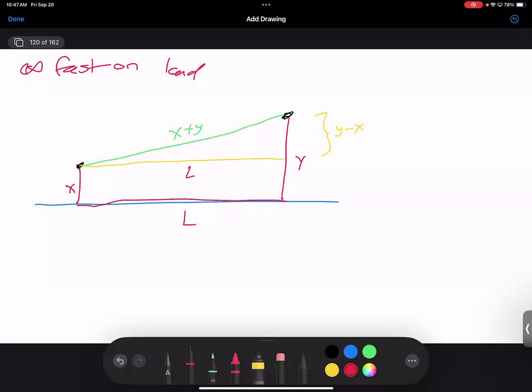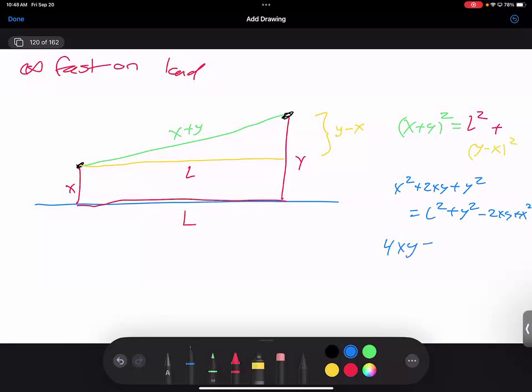And so how would I determine what L is? Well, this is Pythagoras. (x plus y) squared equals L squared plus (y minus x) squared. So when I expand everything out, I get x squared plus 2xy plus y squared is L squared plus y squared minus 2xy plus x squared. And in a massive amount of cancellation, the y squareds cancel, the x squareds cancel, I bring things over, I get 4xy equals L squared, or L is twice the square root of xy.